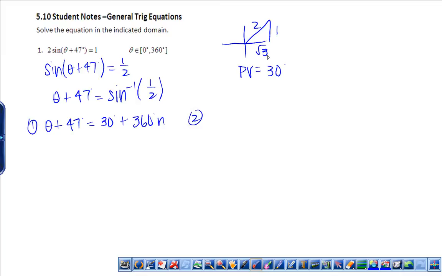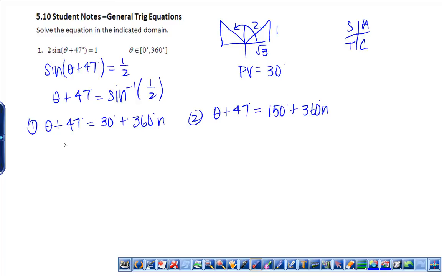Okay, so for my second one, we're looking for where else sine is positive. So we did all students take calculus, so I did positive here. So it looks like my second equation is going to be over my second quadrant. So in order to get here, I'm going to have to subtract from 180 degrees. So it looks like the second will be 150. So I'm going to say theta plus 47 degrees is equal to 150 degrees plus 360n. Okay, make sure you add your n on both of those.